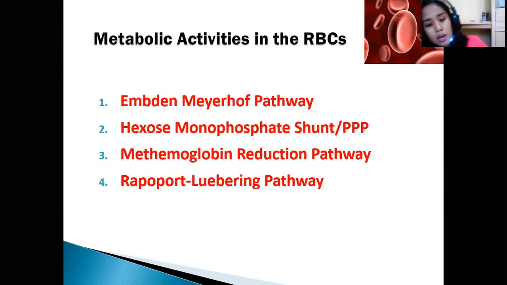Yan. Next, hexose monophosphate shunt. So hexose monophosphate shunt will produce NADPH, which will eventually produce glutathione. So that, di ba glutathione, it's an antioxidant. So to prevent the red blood cell, the hemoglobin, from oxidation. So hexose monophosphate shunt protects the hemoglobin from oxidation.